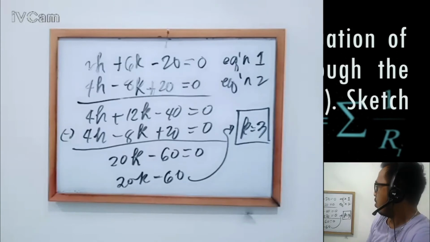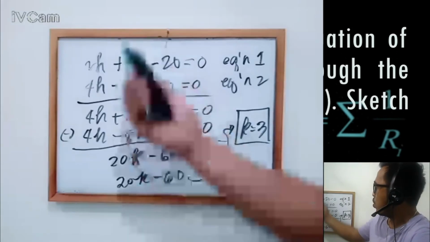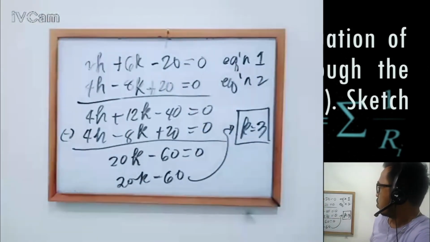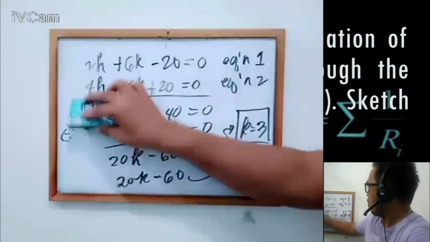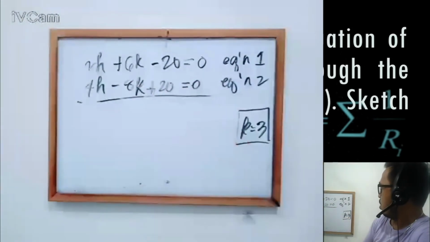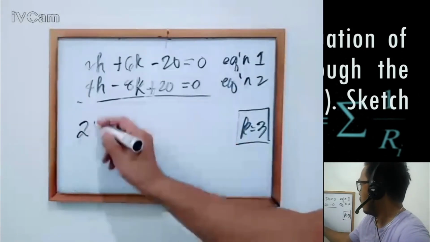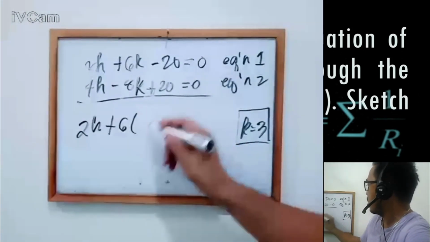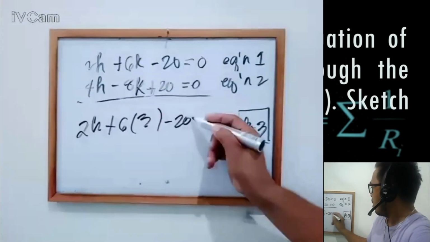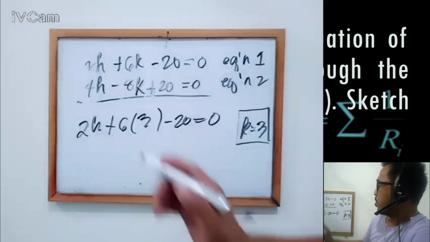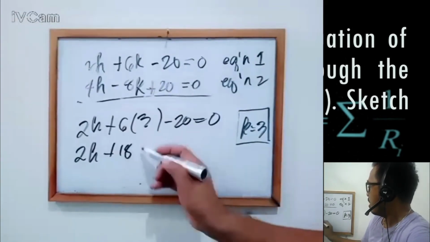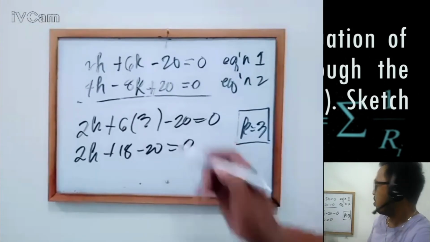In finding the value of h, we will use either of the two equations. So let us use the first equation. We will be substituting the value of k to the first equation. So you will now have 2h + 6. Your k is positive 3, minus 20 equal to 0. So now you have 2h + 18 − 20 = 0.